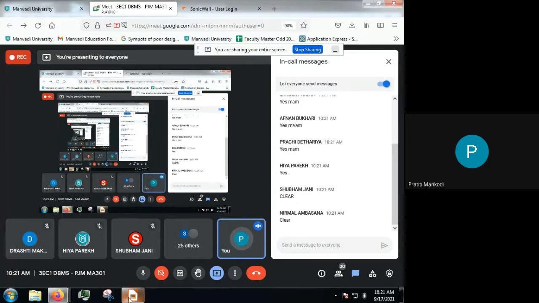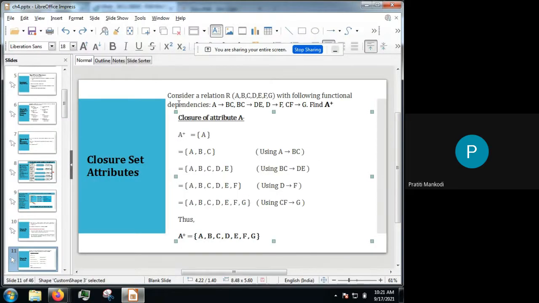Let's try one more. Find the closure of BC. Tell me how many attributes you are getting. Take a pen and paper. I want everyone to get this. Online student also, please write in the chat box the closure of BC. BC together, how many attributes I can find out? So your first set will be what? Obviously BC, because you are finding the closure of BC.